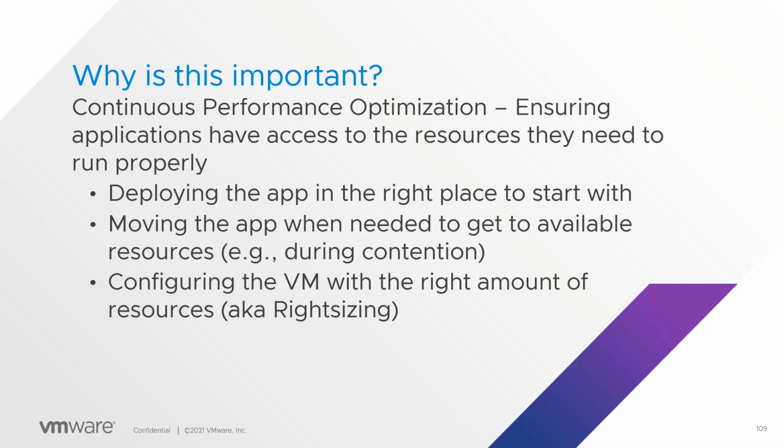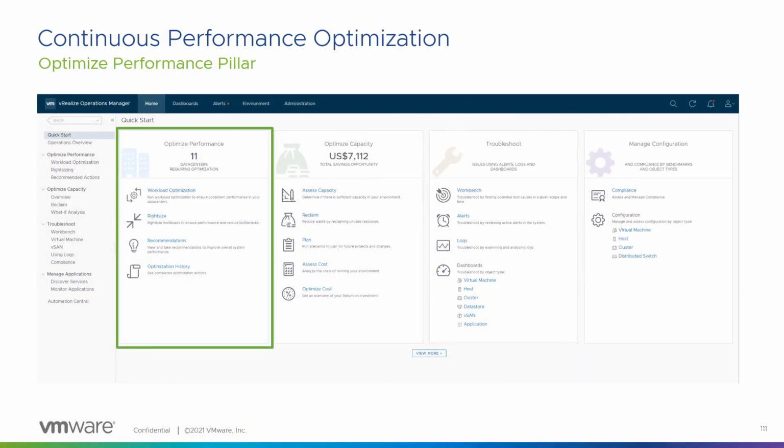And performance optimization or continuous performance optimization is so important that it's actually an entire pillar for vRealize Operations. As you probably have seen in some of the other classes we've taken under School of Ops, there are four major pillars of vRealize Operations. And that first pillar is optimizing performance. Again, all about ensuring those applications and the workloads that make those applications have the ability to get to the resources they need at the times that they need it.